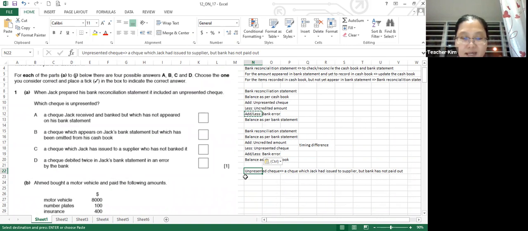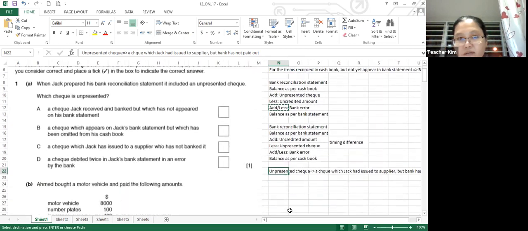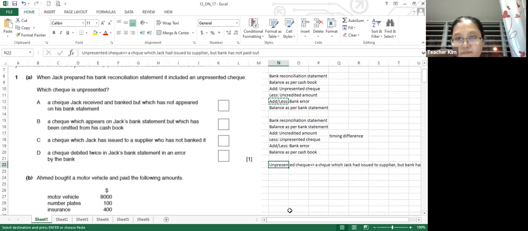So which one does Jack consider the answer? Any one of you? Got any idea? Yes, the answer is C. A check which Jack has issued to the supplier who has not banked it in. Yes, the bank cannot pay you if you didn't go and put it into the bank. So that is the reason for it.